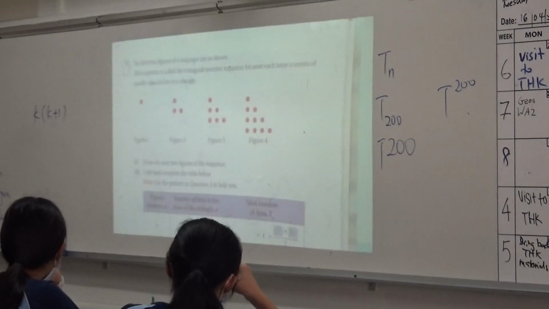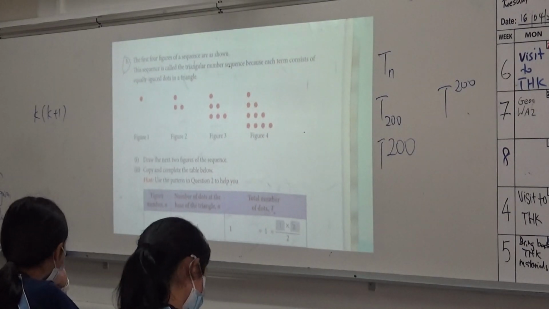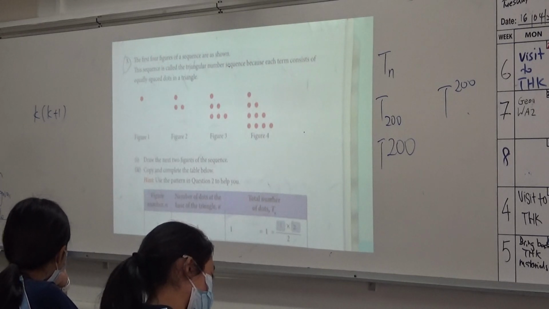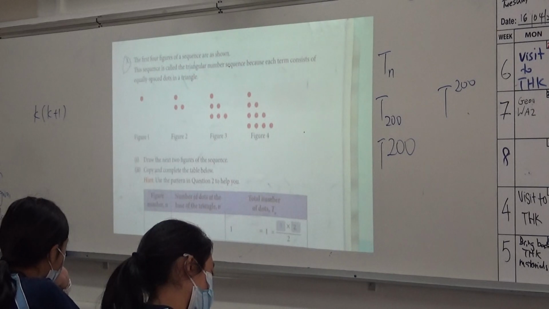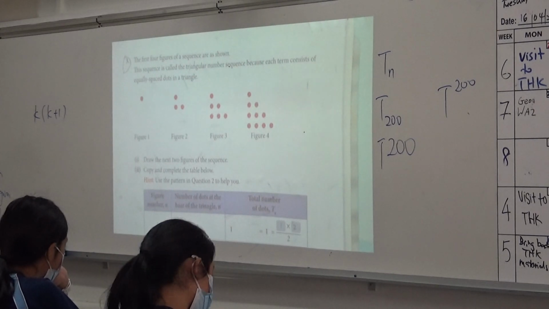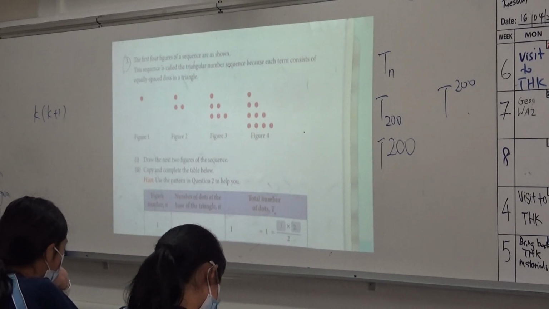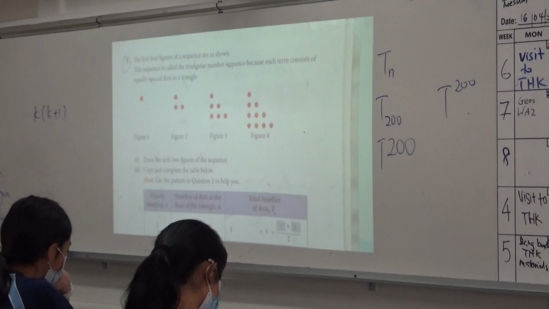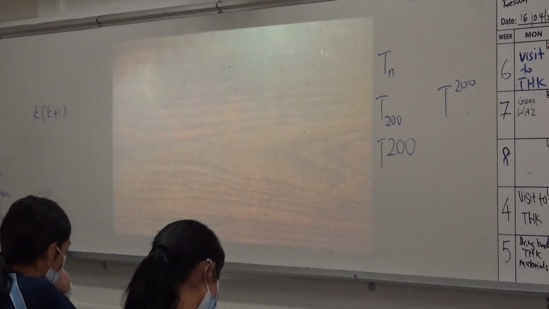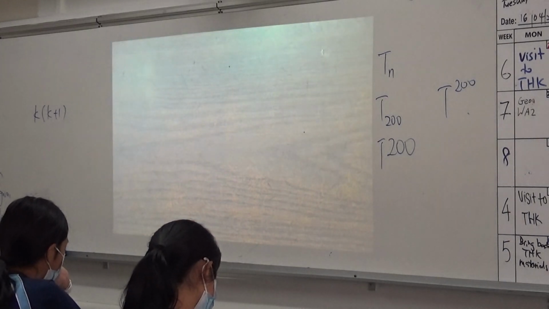Question number 3. The first 4 figures of the sequence are as shown. Part 1: draw the next 2 figures. Copy and complete the table below. Find the total number of dots needed to form a triangle with a base that has 100 dots. Will there be a figure with 9,999 dots? Okay, I'm going to show you the answer.